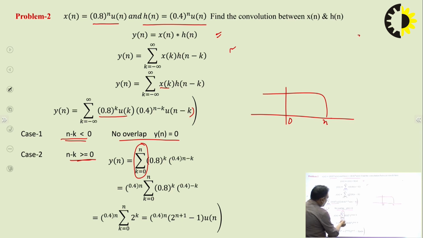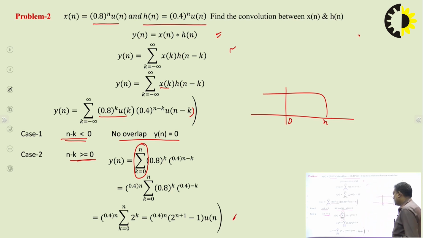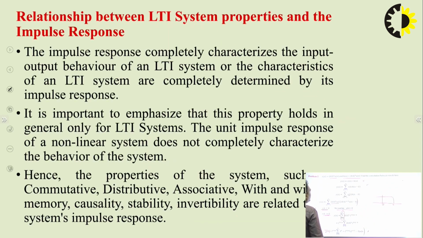Now because here we are doing the summation for k, we will take the values corresponding to n outside, 0.4 to the power n, and then we will solve. When we solve it, we will get the value: 0.4 to the power n, (2 to the power n plus 1 minus 1) u[n]. Okay, so this is basically our output y[n], or the convolution between these two sequences.